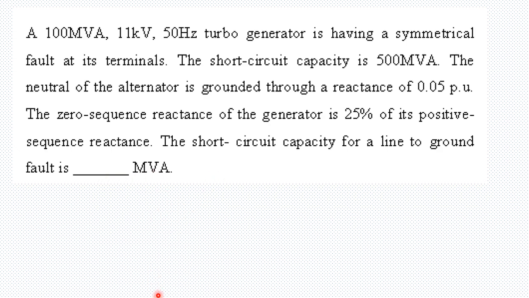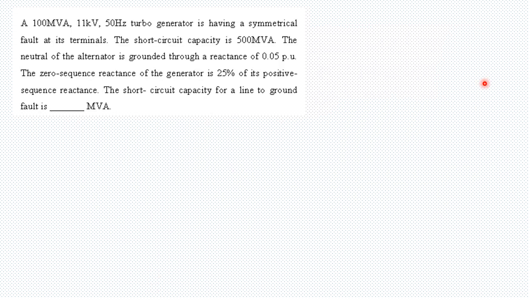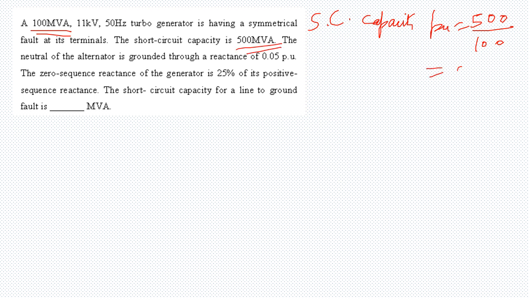So let us see how to proceed. He has given us the short circuit capacity in MVA, so let us calculate that in per unit first. Short circuit capacity in per unit is equal to whatever is the MVA given divided by the MVA of the generator. The MVA of the generator is 100 MVA, and the short circuit capacity is 500 MVA, so it is 5 per unit.